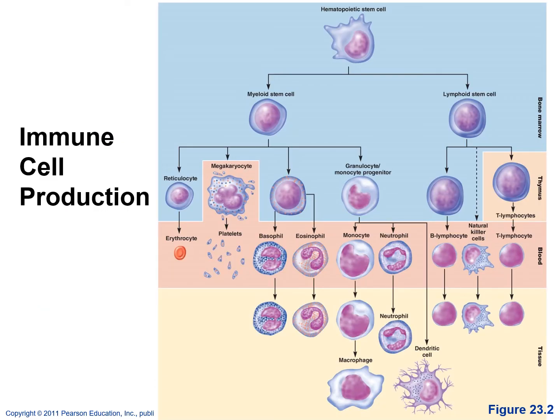As far as producing all of these white blood cells, they're all going to be produced in the red bone marrow from the hematopoietic stem cells. And remember, these stem cells also produce the red blood cells, platelets, along with all of the types of the white blood cells.